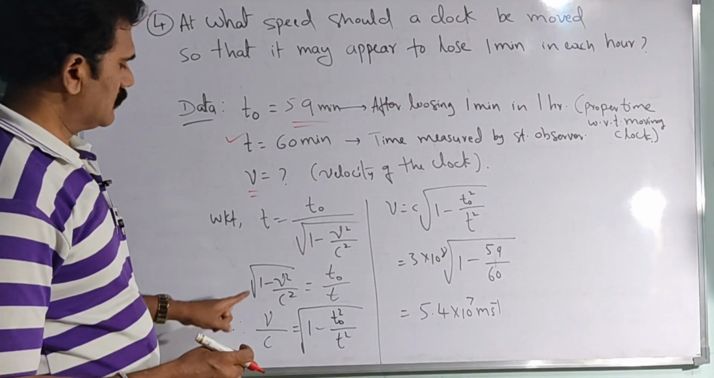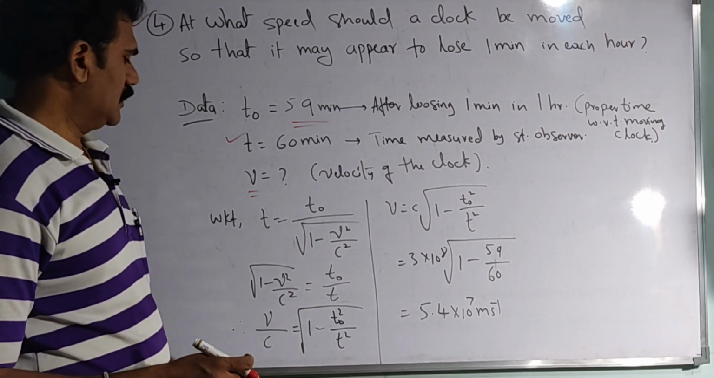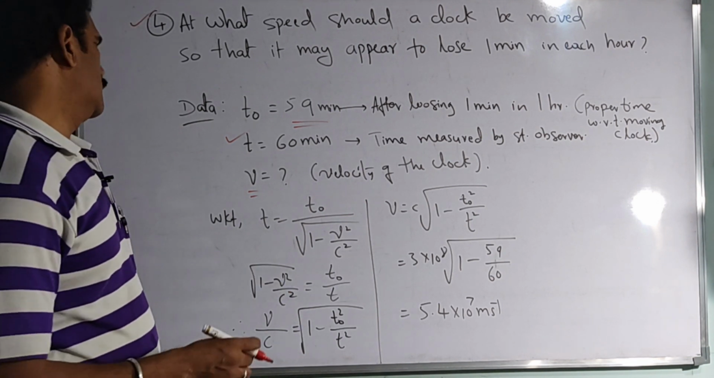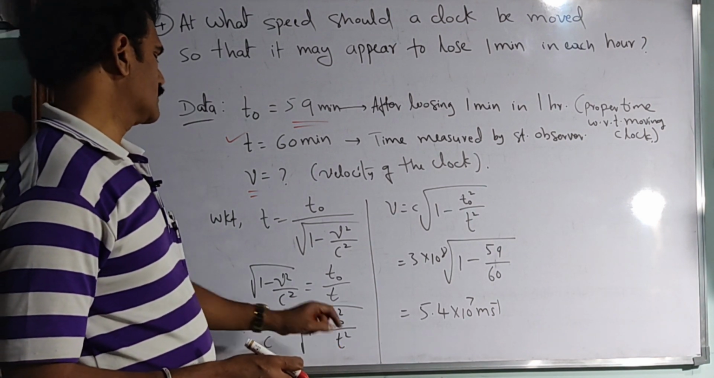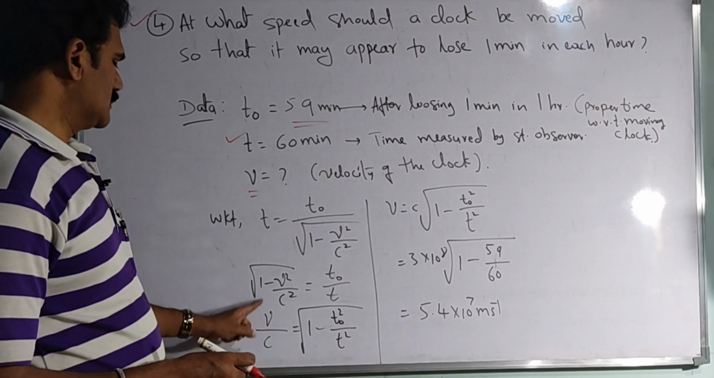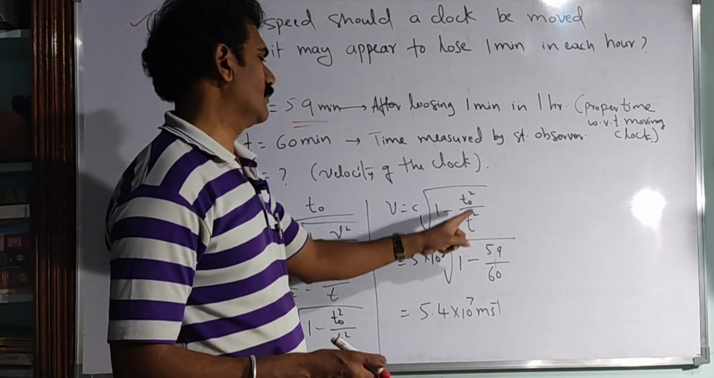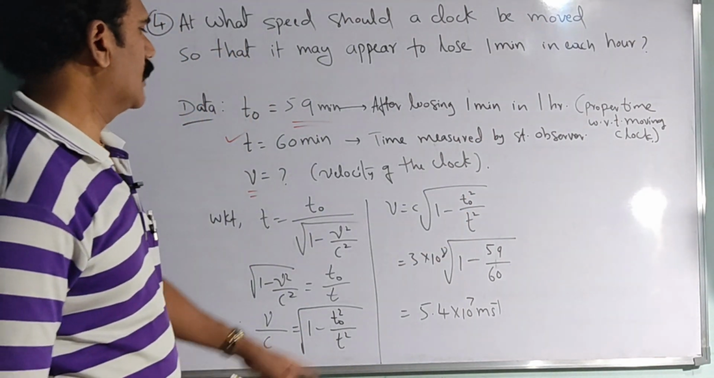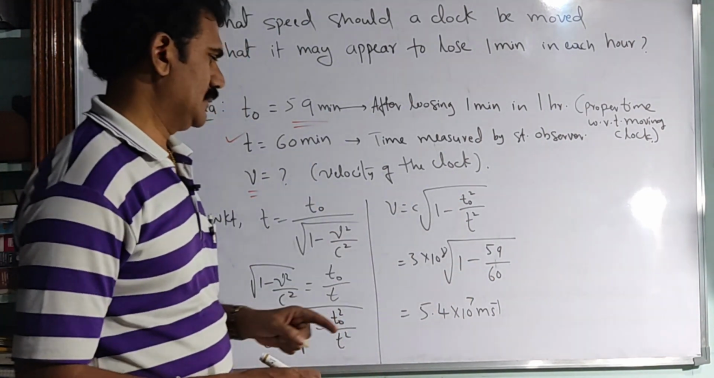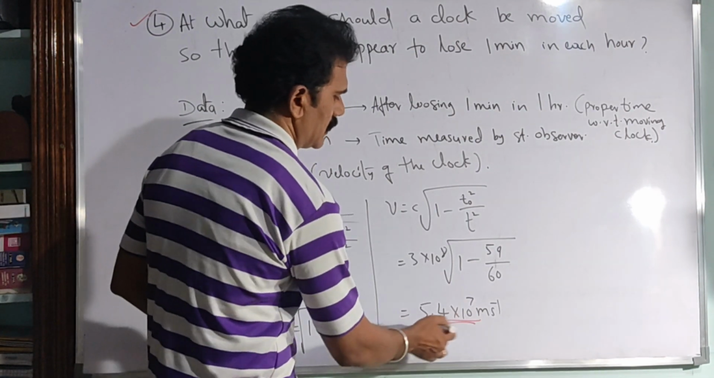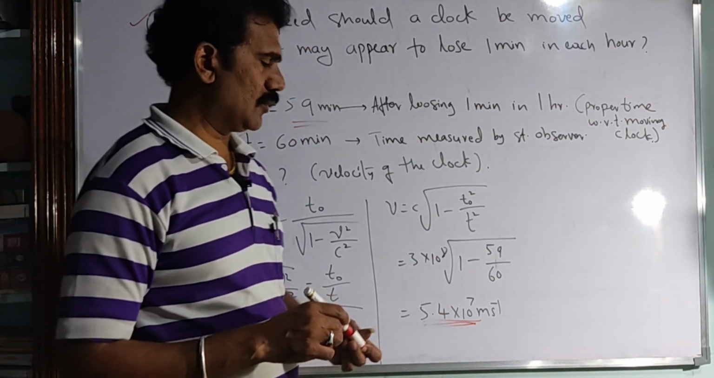Okay, simplify the equation by cross multiplication. Square root of 1 minus v square by c square is equal to T naught by T. Squaring on both sides, you will get 1 minus v square by c square equals T naught square by T square. Then V is equal to C into square root of 1 minus T naught square by T square. Substitute the value of C and the values of T naught, 59, and T equal to 60 minutes. After calculation, you will get 5.4 into 10 to the power of 7 meter per second as the velocity of the moving clock, okay.